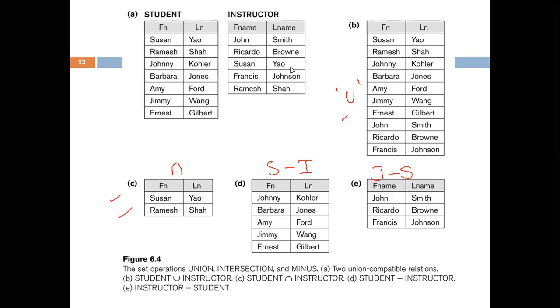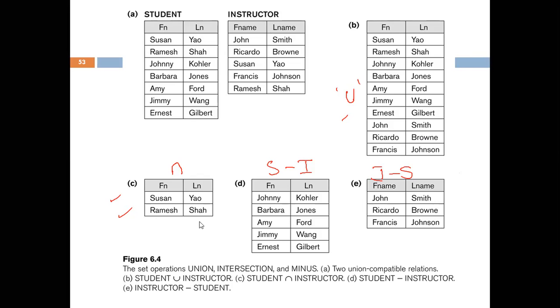So student, instructor. If you can observe here, two entries are present in both student and instructor. The first one is this first row, Sushan, Yahoo. Here also it is present. And secondly, Ramesh Shah, the second one, is present in both. So in the union, both of them will be present only once. So all those things will be added. If you can observe here, the attribute names of the result will be the same as the first table. Here the first table is student.